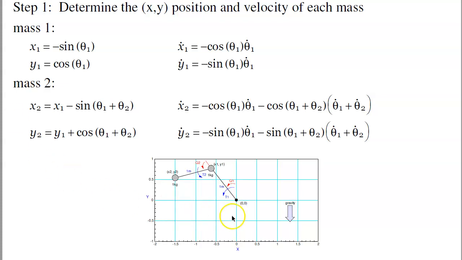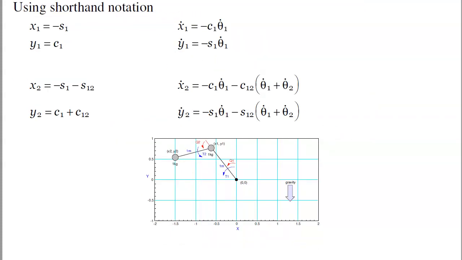The X position is minus sine theta. Y1 is cosine theta. Position 2 is x1 minus sine of theta 1 plus theta 2 for x, and cosine of theta 1 plus theta 2 for y, and their derivatives. Or using a shorthand notation, S1 means sine of theta 1, S12 means sine of theta 1 plus theta 2. So these are the positions and velocities of these two masses.